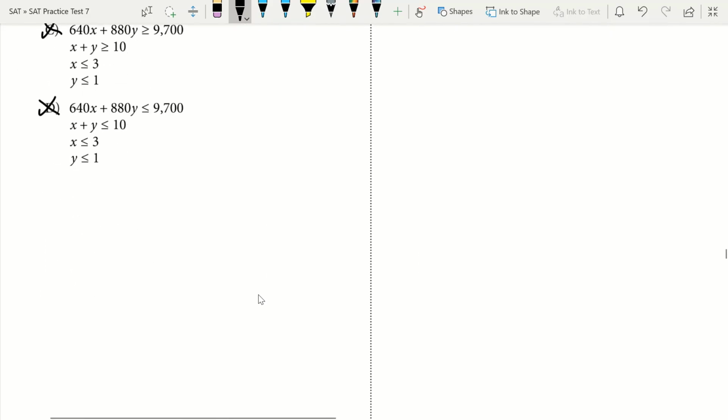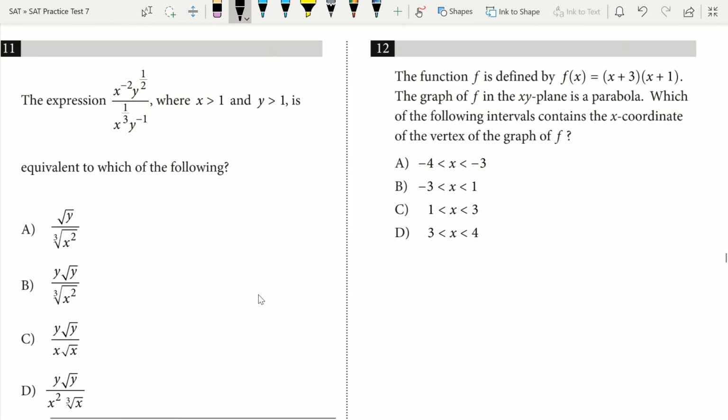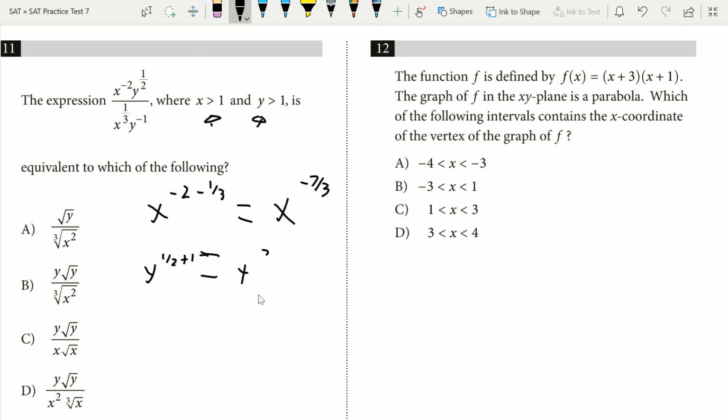All right, question 11. The expression given here, where x is greater than 1 and y is greater than 1, is equivalent to which of the following? All right, what I'm going to do since I have a division here is I'm going to have x to the -2 minus x to the 1/3, or minus, right, x to the -2, and then I have minus 1/3 up here. Because I subtract what's in my denominator, that's going to give me x to the -7/3, and then I have y to the half minus -1, which becomes plus 1, which will give me y to the power of 3/2.